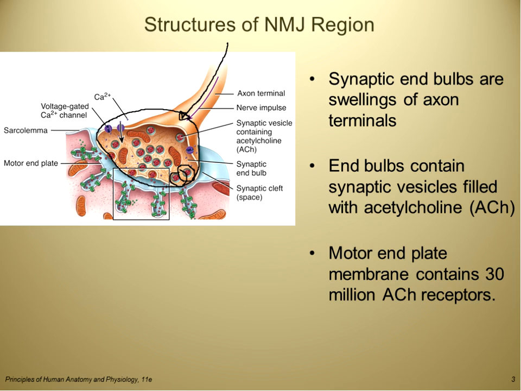In this case, there are packages or vesicles filled with acetylcholine, and they're here at the synaptic end bulb. On the muscle side, the motor end plate is a region of the muscle that's making contact with the neuron. The special thing about the motor end plate is it has acetylcholine receptors. That's what these little green structures are. They are there to bind with acetylcholine. A motor end plate could have 30 million acetylcholine receptors.